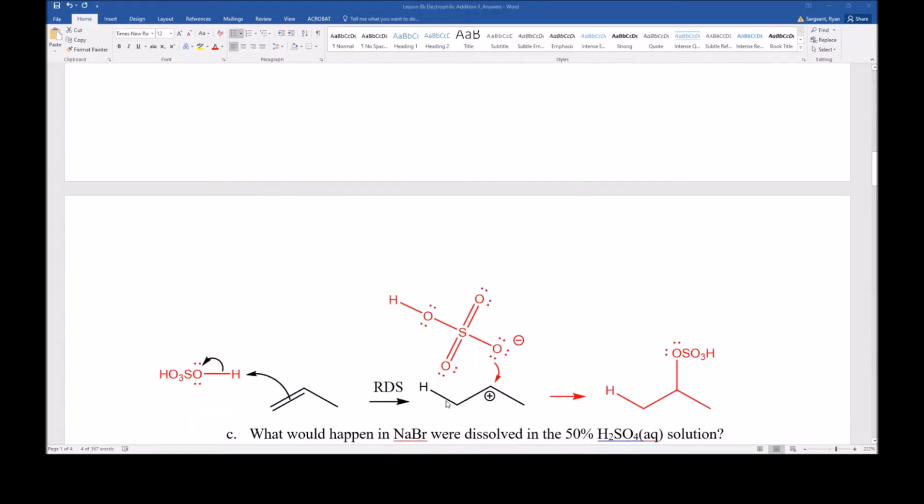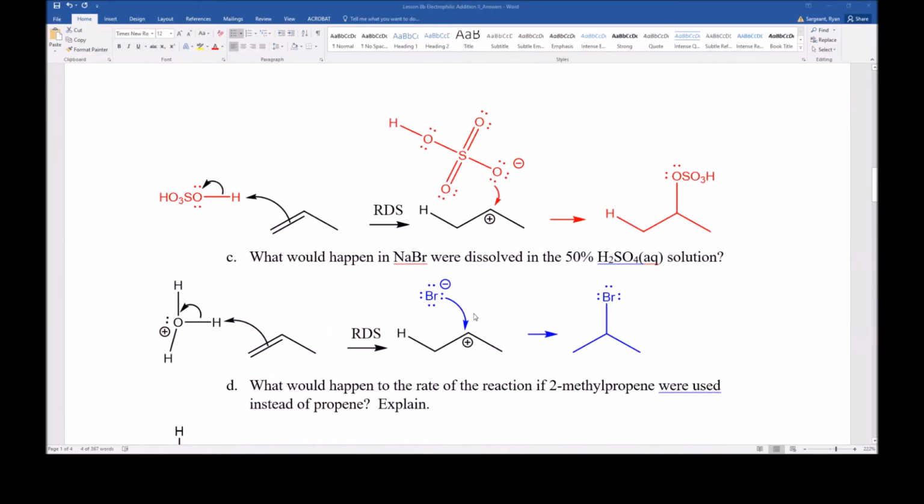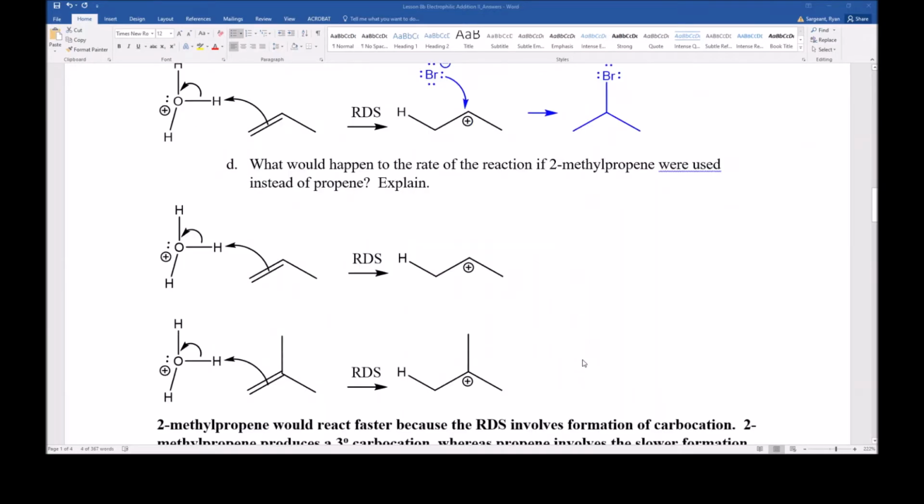And then kind of some what-if questions. What if we don't add water? Well, then we're going to get some alkyl sulfates. What if we contaminate our water with sodium bromide? Well, then you'll get an alkyl halide. And now what if I use a different alkene?